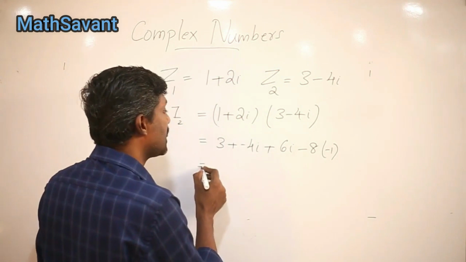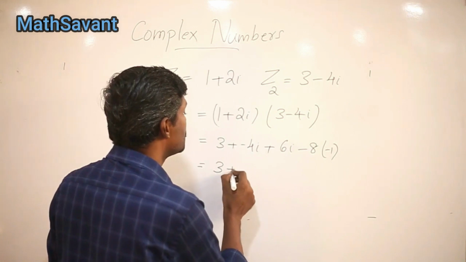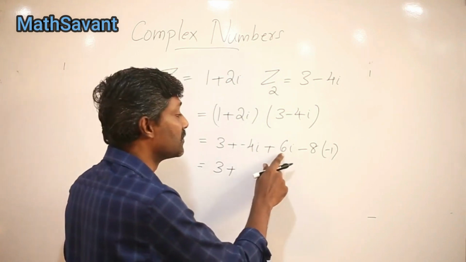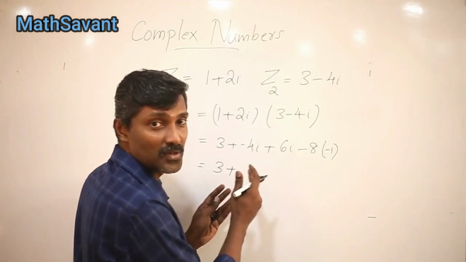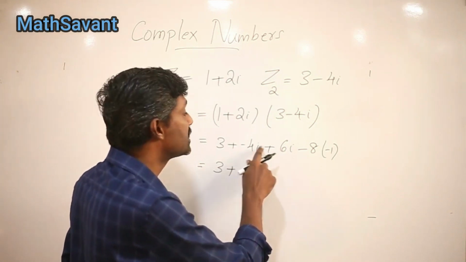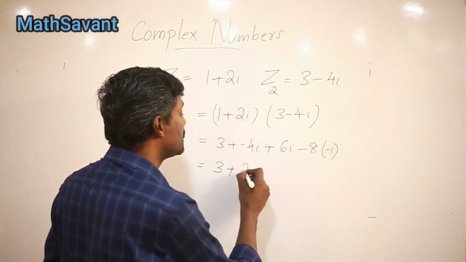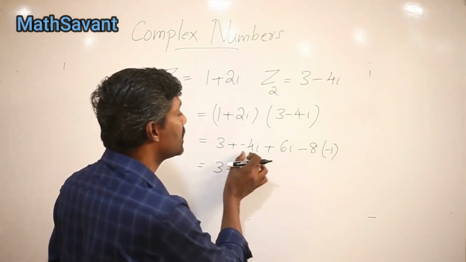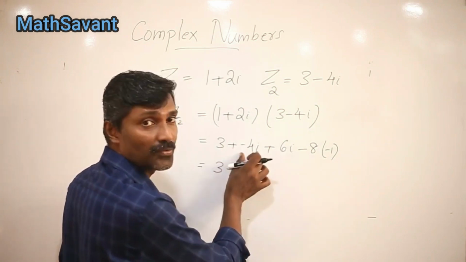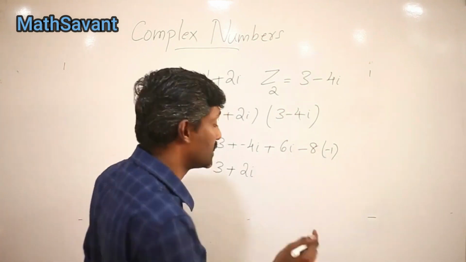Now let's add these numbers. 3 plus, here you have minus 4i and plus 6i. This is negative and this is positive, so you have to find the difference of these two numbers, right? 6 is bigger and it has a positive sign. So it is basically 6 minus 4, that is 2, and since 6 is bigger and has positive value, you would write 2i. So it is 6i minus 4i, which is clearly 2i. Now what is minus 8 into minus 1? It is plus 8.